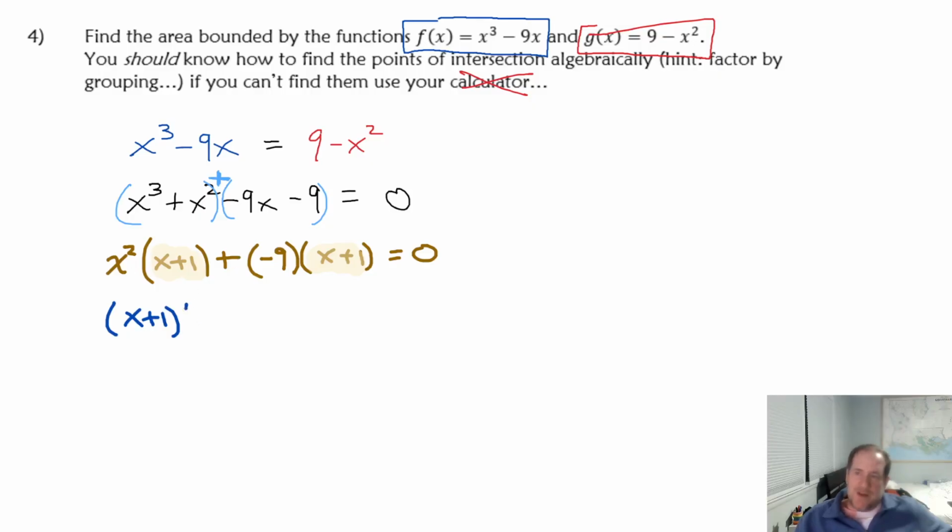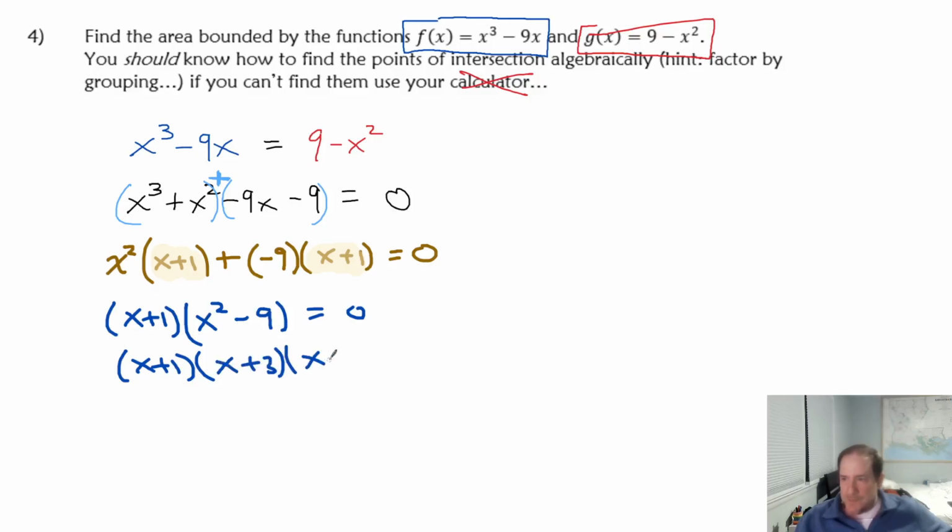And if you factor that out, then you're left with this x squared plus a negative 9, aka minus 9, which equals 0. So this factors again. You have an x plus 1, and this difference of squares becomes an x plus 3 and an x minus 3. So it turns out these two graphs actually cross each other 3 times. They cross each other at negative 3, but also at negative 1, and also at positive 3.